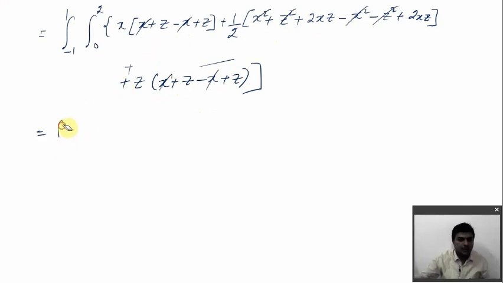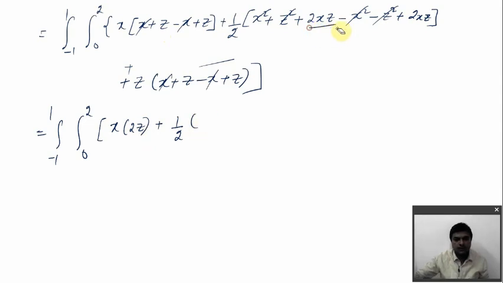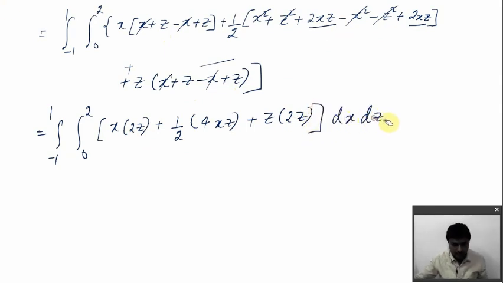Yes, so I will again write integration -1 to 1, integration 0 to 2. Okay, so here what is remaining? x is there, z plus z is going to give you 2z, then plus 1 upon 2. Okay, here you can see plus 2zx plus 2zx will give you 4xz, then plus z into z again, this is 2z. So this will give you dx dz. Okay, now we'll simplify this one.